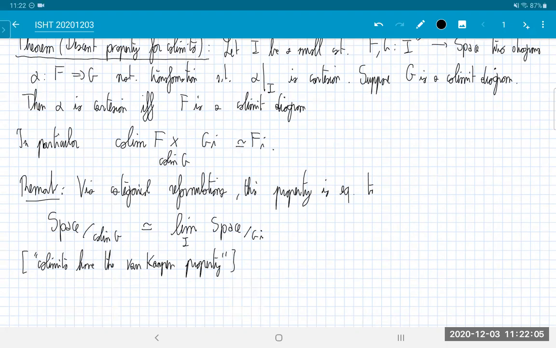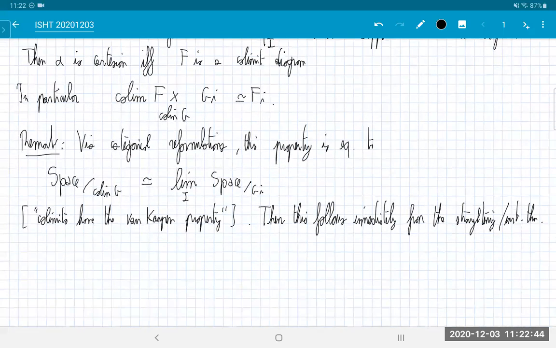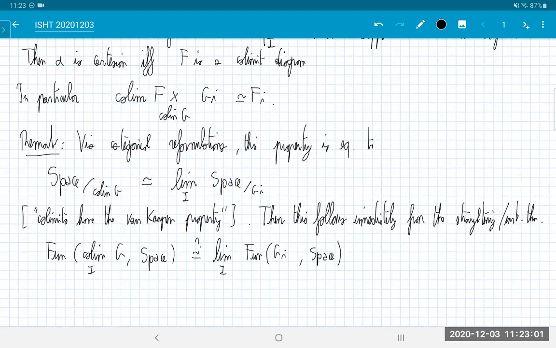And so what this has to do exactly with the Van Kampen theorem would take a while to unwrap, but there is a way. The idea is you can glue stuff over subspaces. And then this follows immediately from the straightening-unstraightening theorem, which I never even stated, but okay, the theorem allows you to rephrase it as this statement, saying that a space over X is the same thing as a functor from X to spaces.